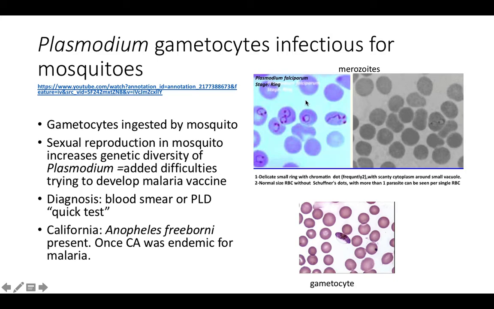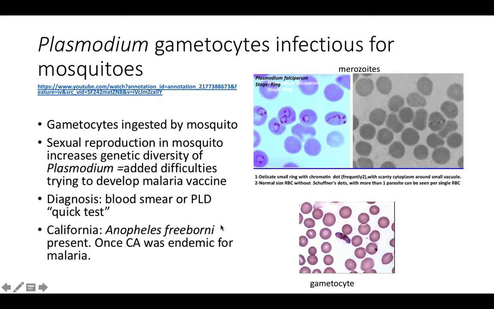In our blood smears, we're going to be seeing infected human red blood cells. So we'll see the Plasmodium replicating in the red blood cells. This is an example of the gametocyte that's formed within the red blood cells. This is the infectious form for the mosquitoes.